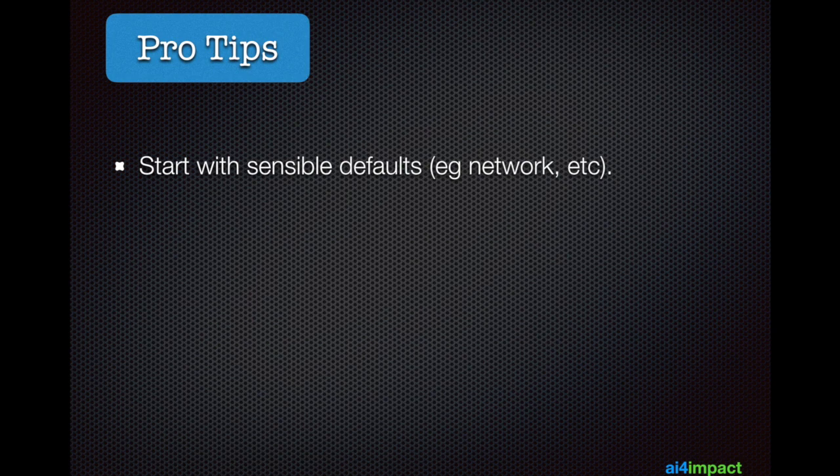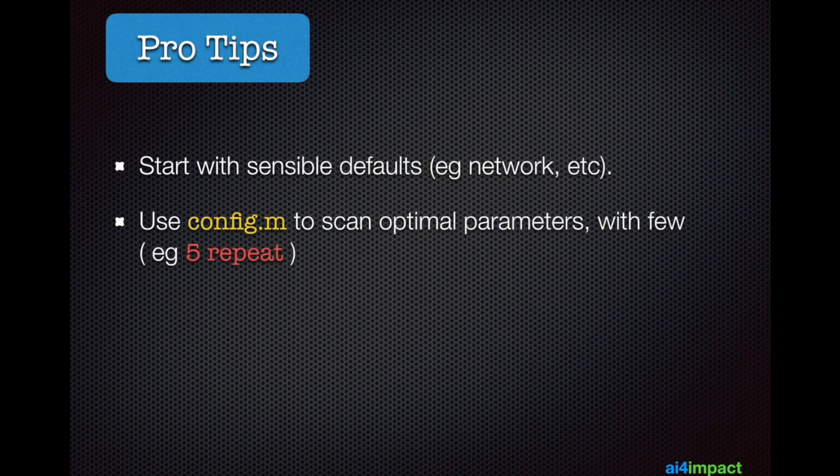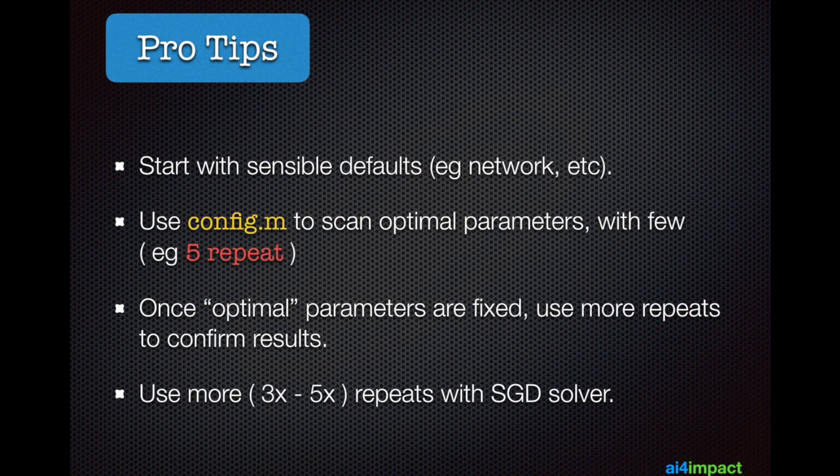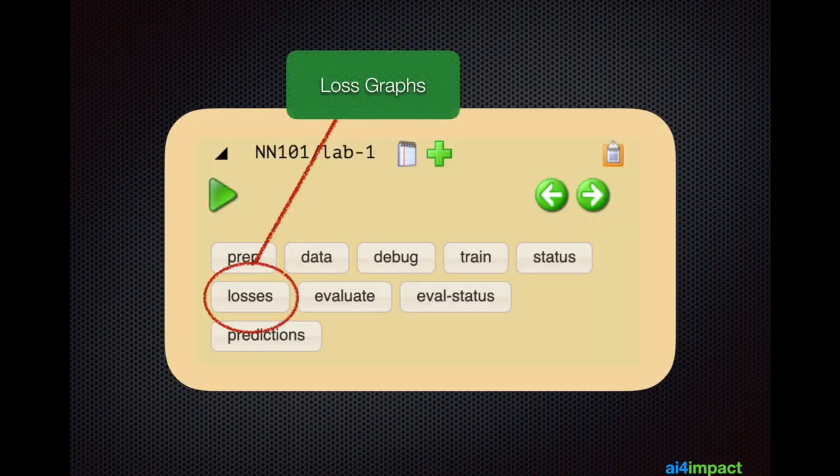Always start with sensible defaults. We've discussed this previously with your network configuration. You want to use config.m to scan a few parameters with repeats, like 5 repeats for example. Once your optimal parameters are fixed, you want to use more repeats, 10 or 50 or 100, to confirm the results to get a best-in-class model. You would oftentimes have to run more repeats with an SGD solver because it gives you a more variable result compared to Adam. The next thing to do is to check the loss graphs.